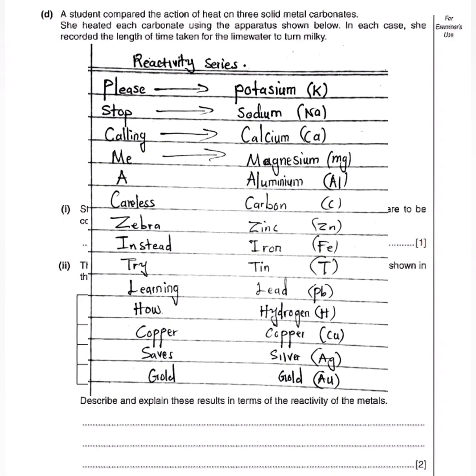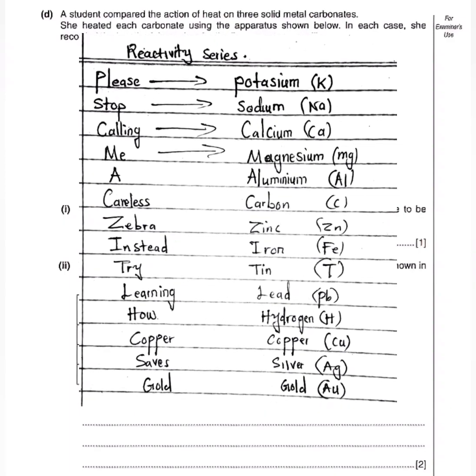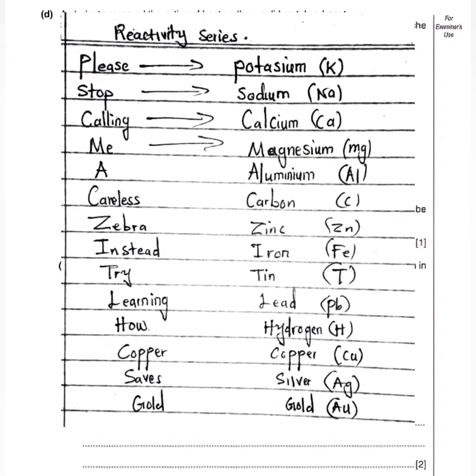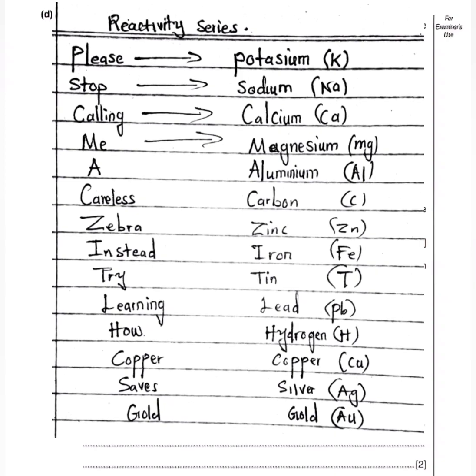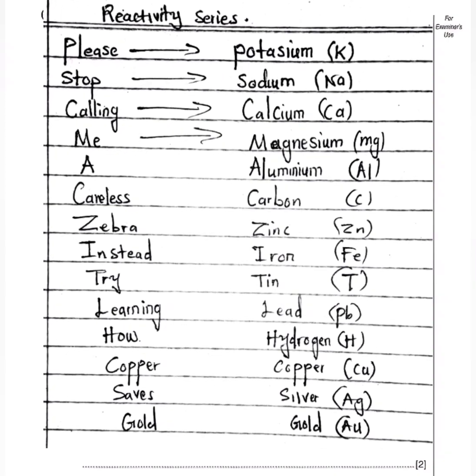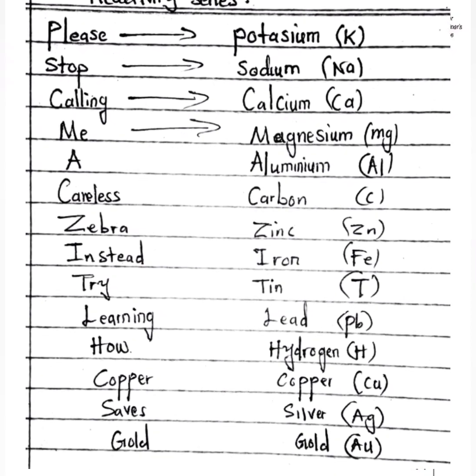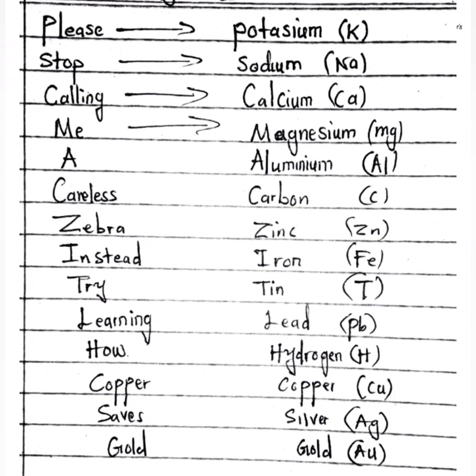So the first one is potassium, followed by sodium, then calcium, followed by magnesium, followed by aluminium, followed by carbon, then the next one is zinc, iron, tin, lead, hydrogen, copper, silver, and gold.